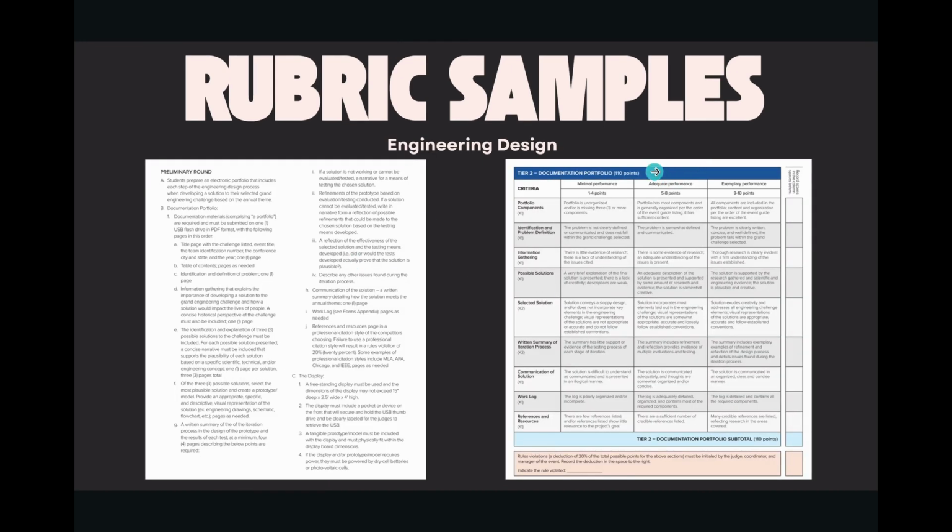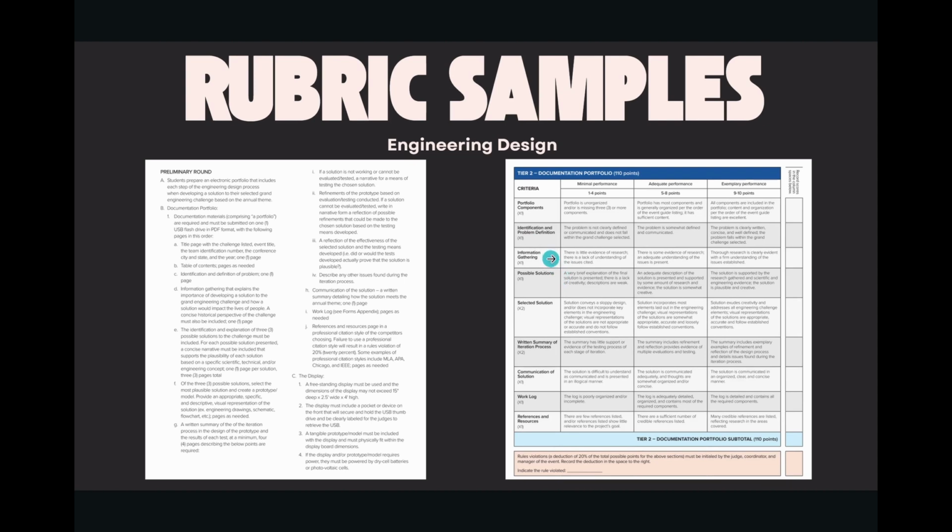And lastly, engineering design. This rubric is extremely long, so I think I'm just going to stick to the actual table because we're going over time. So firstly, portfolio components, again and again, this is free points. Identification and problem definition. This is kind of like the introduction in data science. This is just going over what you're investigating and why. I'll go over this in the next video, how to write these. They're pretty straightforward. Information gathering.